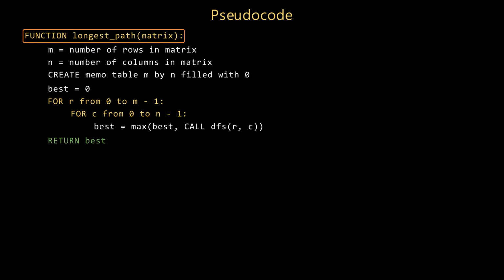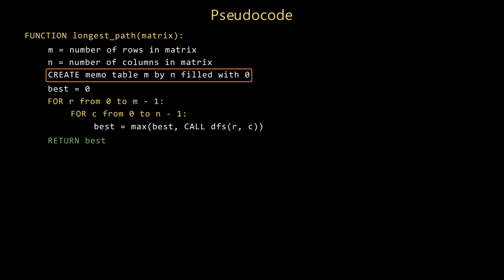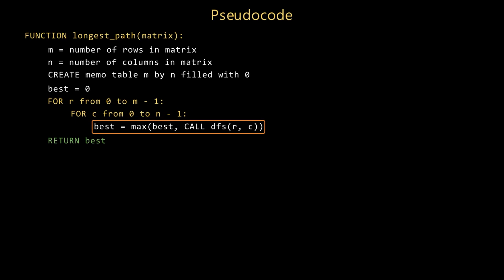Main routine, longest strictly increasing path in a matrix. Read the row count M. Read the column count N. Allocate a memo table of zeros matching the grid size. Track the global best path length. Try every row as a starting point. Try every column in that row. Take the maximum over all starting cells. Return the best length found.